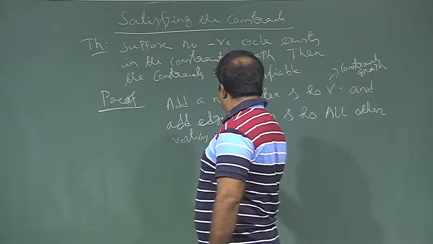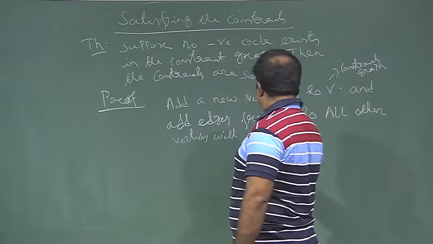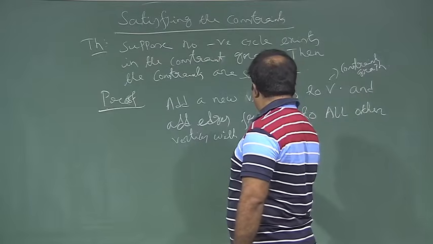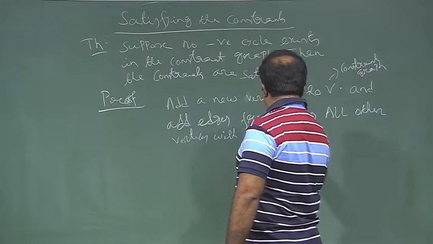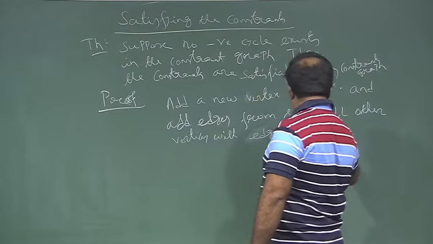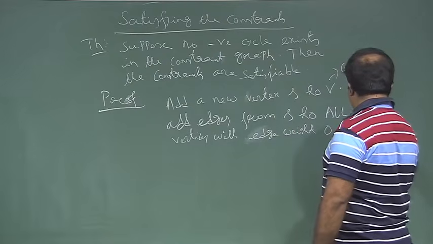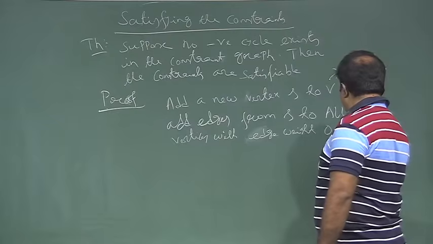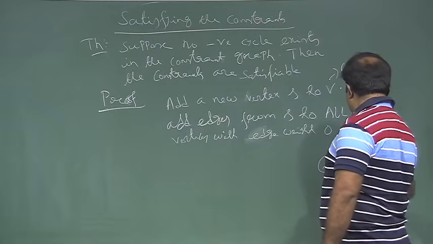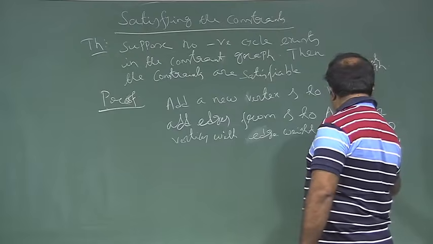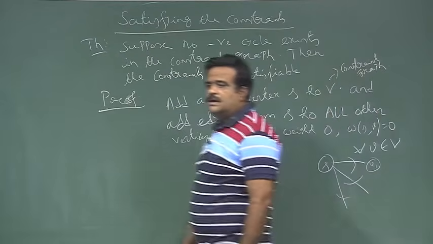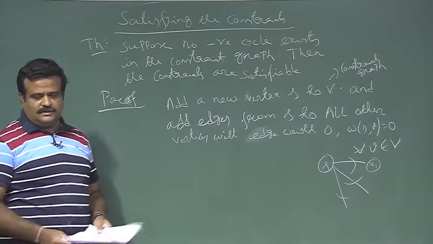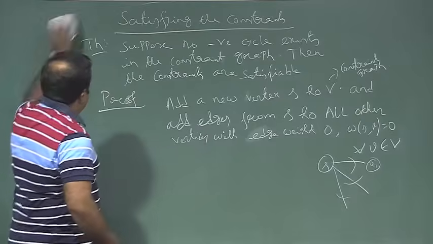Vertices with edge weight 0. Edges with edge weight 0. So that means W of S comma V is 0 for all V. So from S we add edges to V1, V2, V3, to all other vertices. Okay.